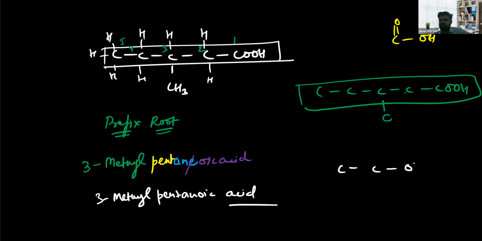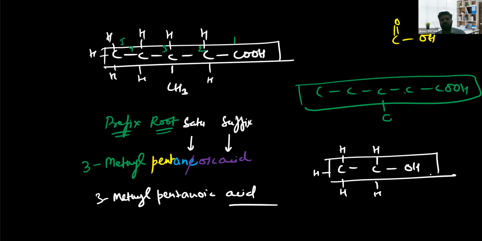What should be the name of this one? There is no functional group which is having a prefix. This one is the saturation indicator, and this one is the suffix. So there is no functional group in this one. There is no chloro, bromo, iodo. There is no branch like this. This is a straight chain. So there is no prefix here.